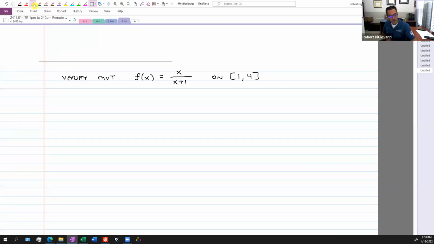All right, so first things first, let's find the derivative. The derivative of this is going to be 1 times x plus 1 minus 1 times x, all over 1 plus x, that quantity squared. Quotient rule, right? Which is just 1 over 1 plus x, that quantity squared, because the x's on top cancel. When you distribute 1 through here, you get x plus 1 minus x. So that's my derivative.